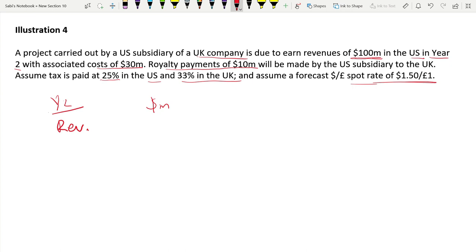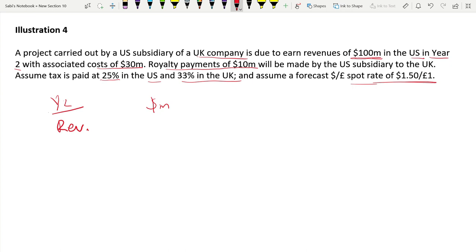That's not the way you have to do it. It will consume a lot of time. Rather, whatever the cash flow that you get, the final cash flow, you will be converting using the spot rate, using the exchange rate to convert dollars to pounds. Not one by one. Royalty payment also you are converting. Revenue also you are converting. Cost also you are converting. That's not how you do it.